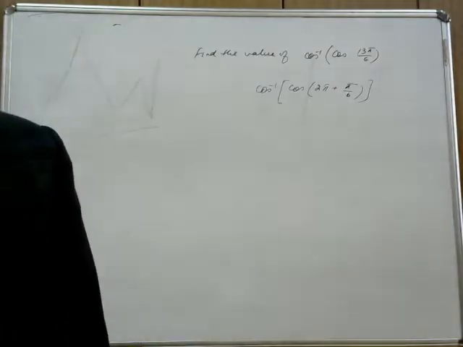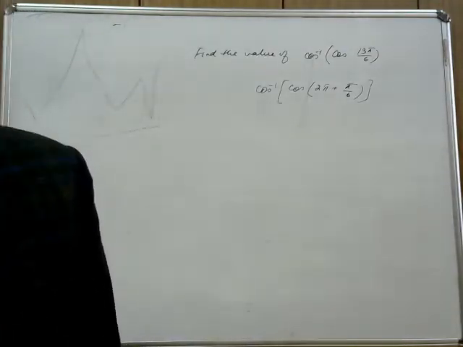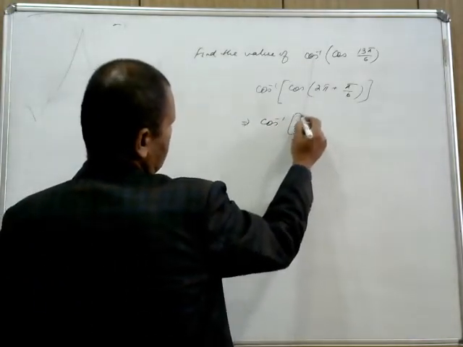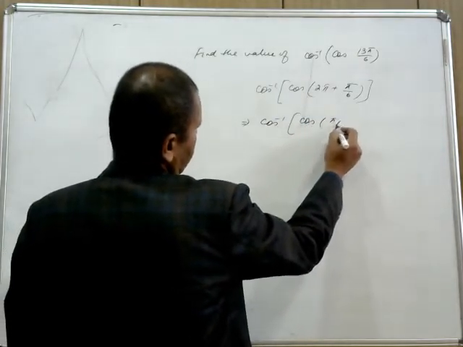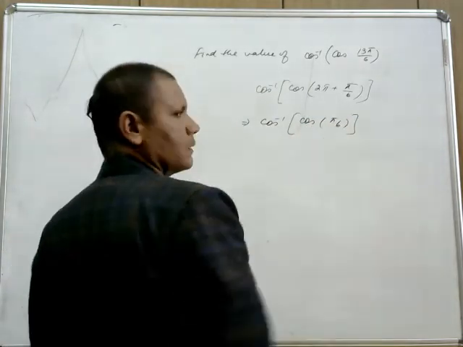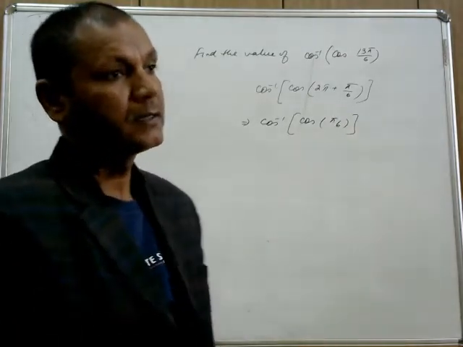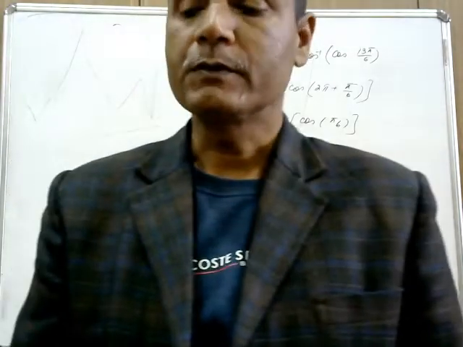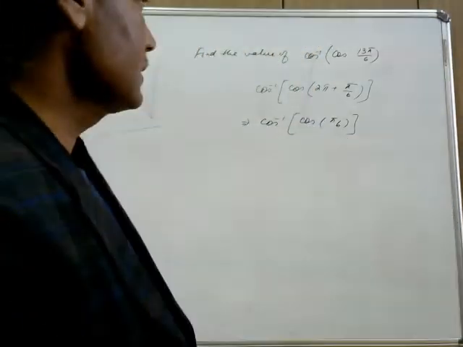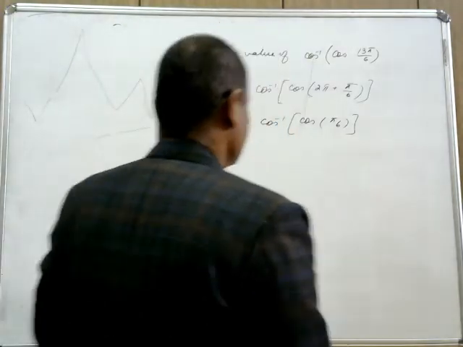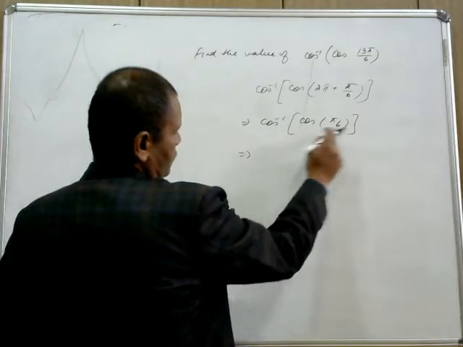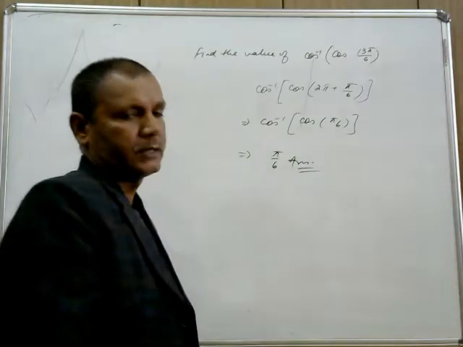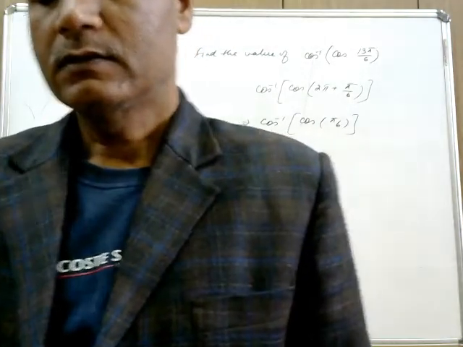Cos 2 pi plus theta is cos theta only. That's why what will we get? Cos inverse cos pi by 6, that is equal to cos inverse cos pi by 6, and pi by 6 here lies in the range of cos inverse x. And what is the range of cos inverse x? In between 0 to pi, and therefore pi by 6 lies between 0 to pi, and that's why you can write cos inverse cos pi by 6 is equal to pi by 6, right? Same way, an easy one that we all can do.